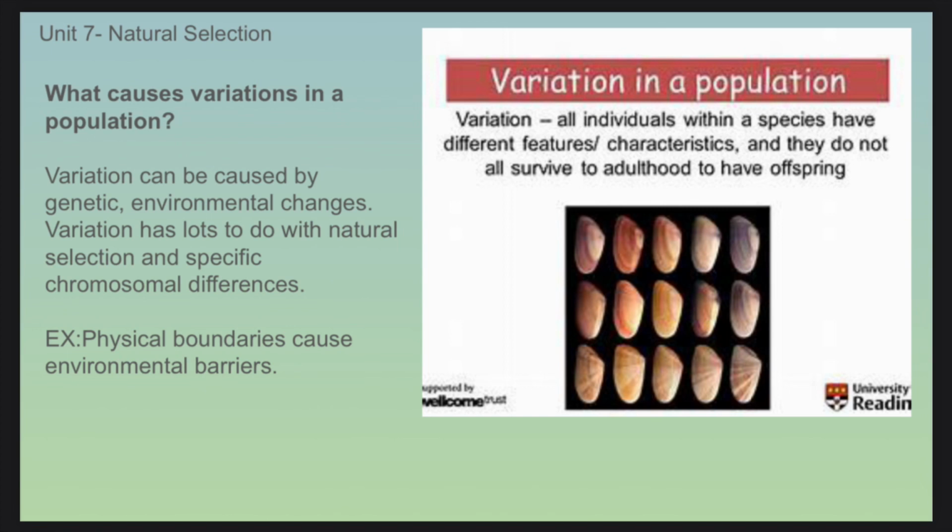Okay, so we gotta know what causes variations in populations. Well, a variation can be caused by either genetic or environmental change. Variations have a lot to do with natural selection and specific chromosomal differences. So if there's a mutation, that could cause something. If there's environmental change, that could make them adapt. An example of this is the physical boundaries causing environmental barriers.